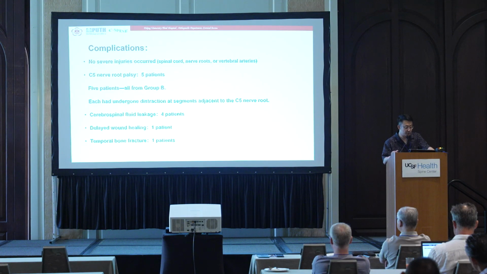How about the complications? There were no severe injuries, which means no spinal cord, nerve root, or vertebral artery injury during the surgery. There were 5 patients who suffered C5 nerve palsy, and all these 5 patients were from group B, which means complex deformity in both upper and lower cervical spine. Each of these patients had undergone distraction at a segment adjacent to the C5 nerve root, and all of these patients recovered after 6 months.